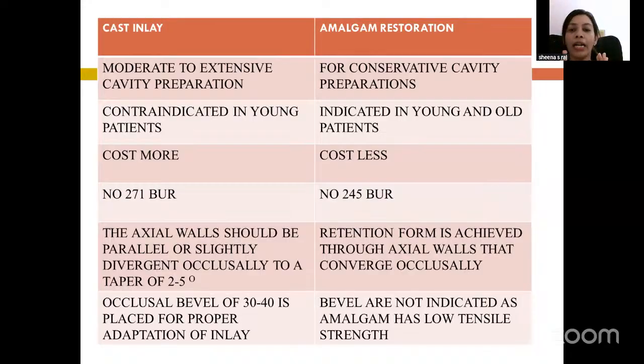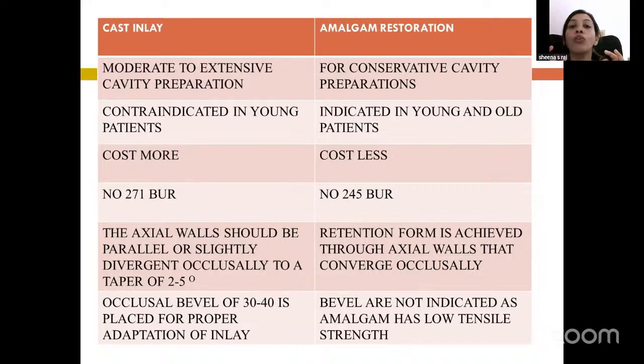Now we know that in amalgam we give an occlusal convergence. That is the thing that is responsible for the retention of the amalgam in the cavity. But in the case of a cast inlay, we know that the walls are divergent occlusally. It is like this, divergent occlusally. So what is the angulation? That is a very important question.